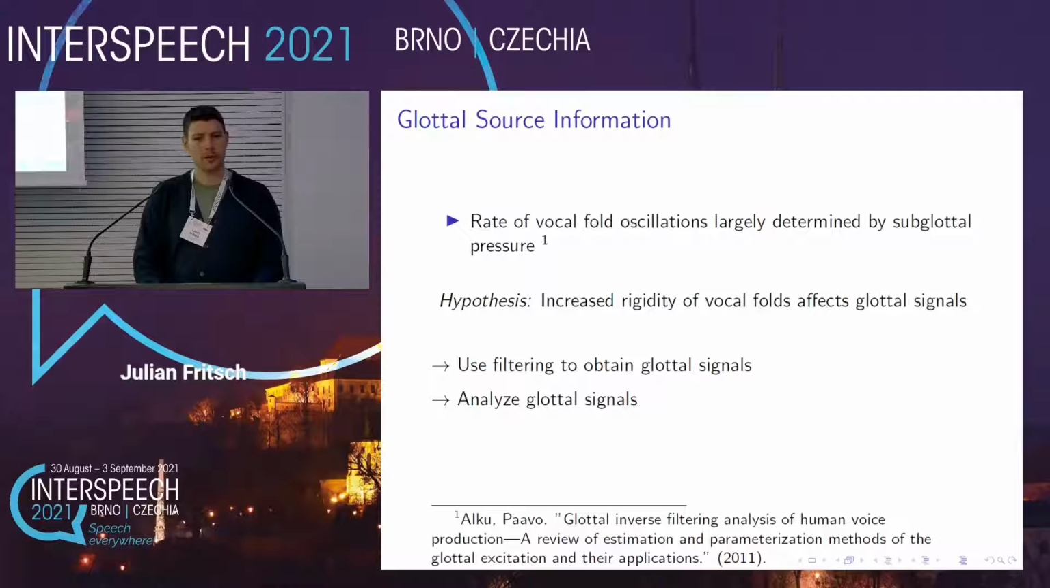Now, one known fact about glottal source information: the rate of vocal fold oscillation is largely determined by subglottal pressure coming from the lungs. So the hypothesis that we are working on is that the increased rigidity of vocal folds affects the glottal signals, but you cannot obtain such a glottal signal non-invasively, which is why we propose to use filtering techniques to obtain different glottal signals and analyze those glottal signals.